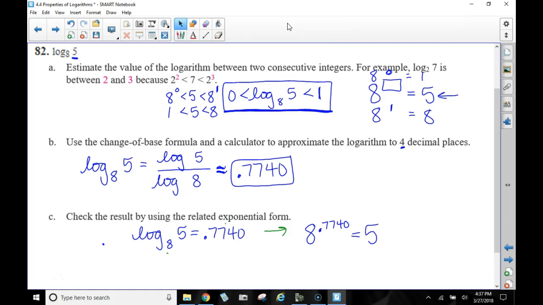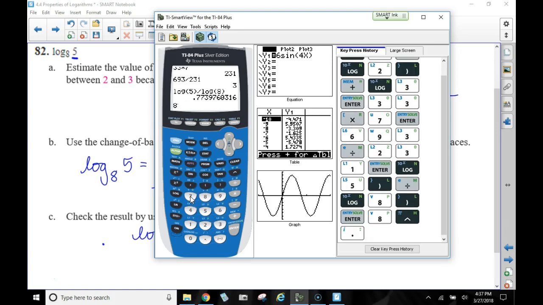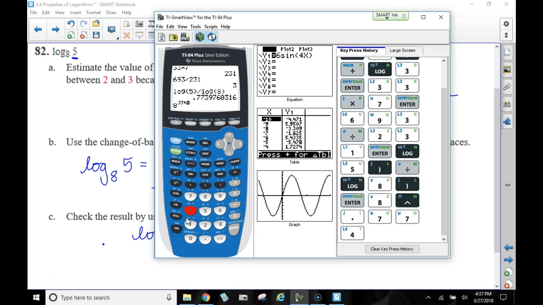8 raised to the 0.7740. Better give me an answer pretty stinking close to 5. Yep, I'm going to go for that. Because of my rounding, it's not going to be exact. But all right, so we just chose to hit the log button.